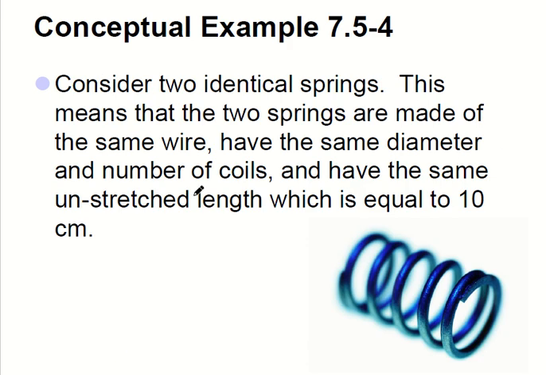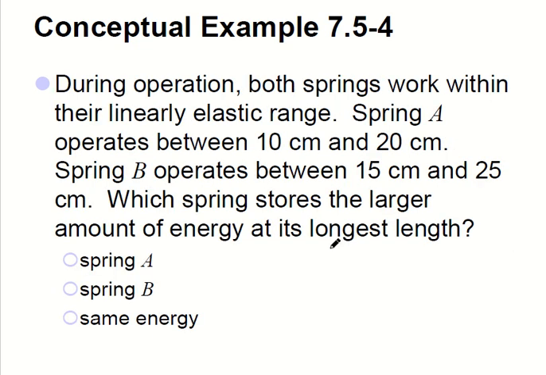This means that the two springs are made of the same wire, which is this guy, and have the same diameter. I've got that diameter right here, from here to there, and from here to there. And the same number of coils, and have the same end stretch length, which is equal to 10 centimeters. So during an operation, both springs work within their linearly elastic range. Spring A is going to operate between 10 centimeters and 20 centimeters.